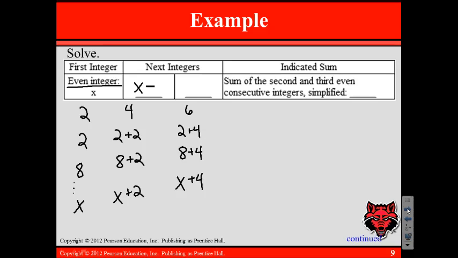So in this example, if my first even integer is x, then my next even integer will be x plus 2. This is always true for even integers. The third even integer would be x plus 4. And now we filled in our table.